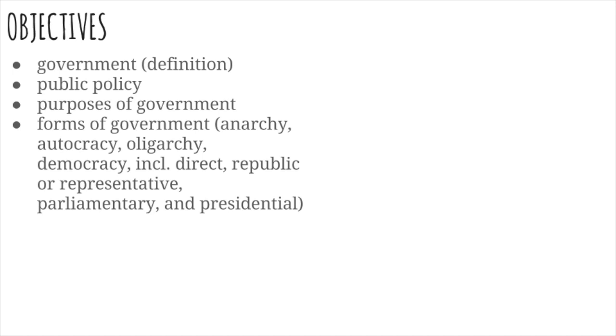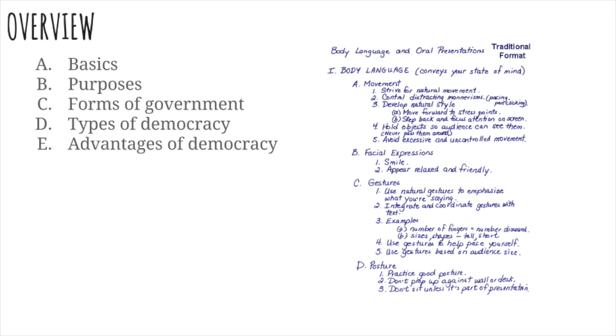In today's lesson, you need to know the definition of government, public policy, why we have government, and distinguish between different types of government, including specific types of democracies. There are 5 parts in today's lecture. It's useful to use an outline format or some kind of traditional format for taking notes as you go along.